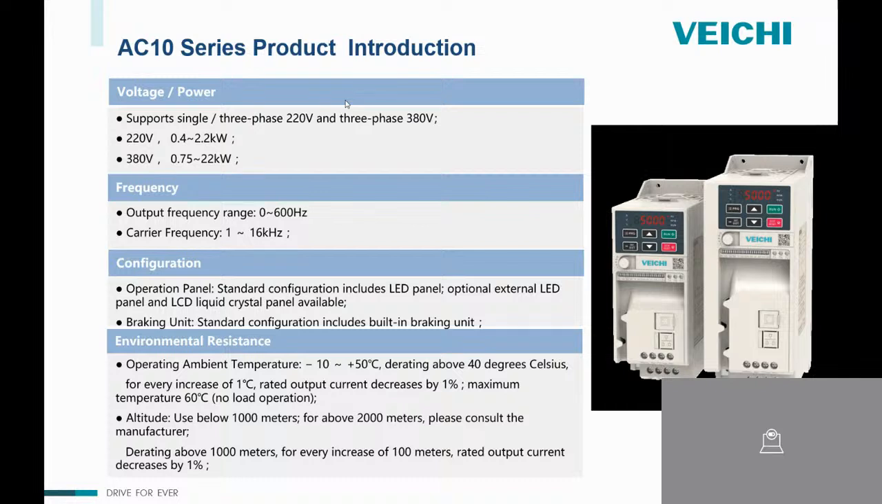So now let me introduce our AC10 voltage and power level. Currently our AC10 series has single phase 220 volt and three phase 380 volt. For single phase drive, we have 0.4 kilowatt to 2.2 kilowatt. And for three phase, we have 0.75 to 22 kilowatt. And our maximum output frequency is 600 hertz, and our carrier frequency range is 1 to 60 kilohertz.